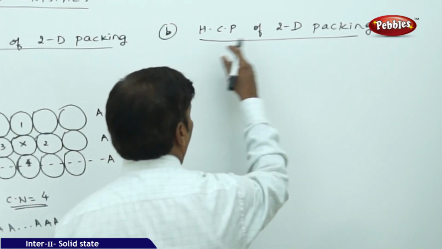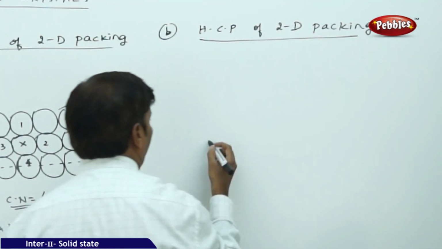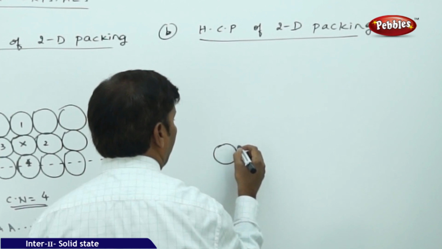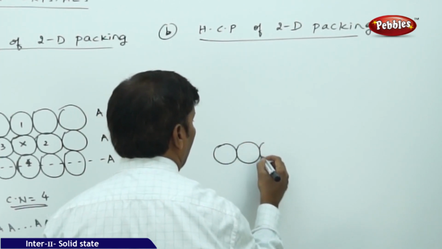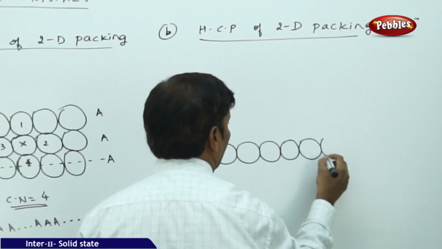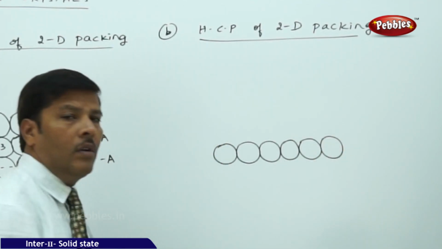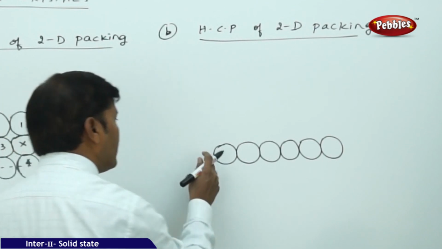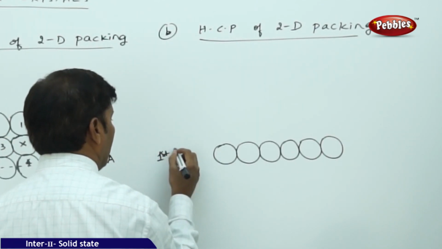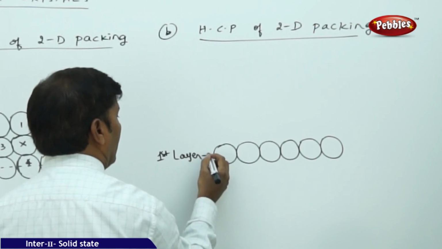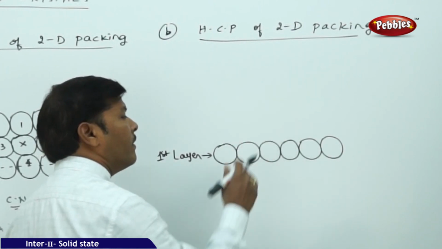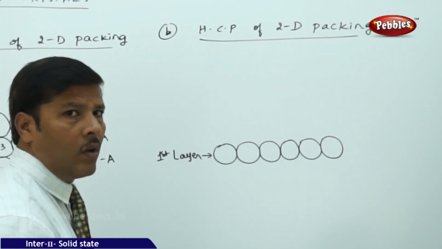Now in hexagonal close packing of two-dimensional packing, if you take a particular layer, the first layer, this is the first sphere, this is the second sphere, this is the third sphere, fourth, fifth, sixth and so on. In the first layer, you find that all the spheres are coming in contact with one another in the horizontal plane.